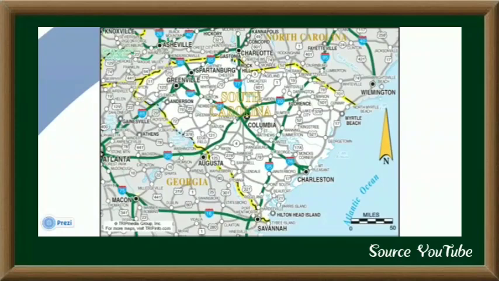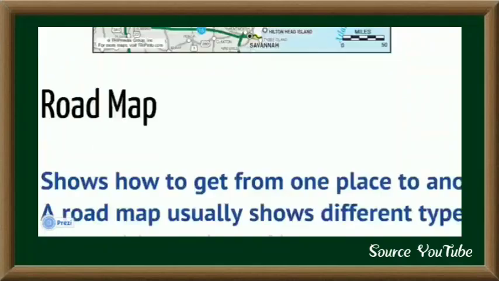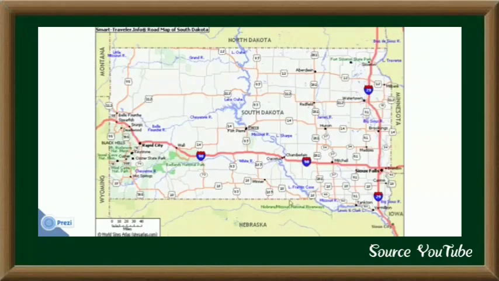This one is the state of South Carolina. So if I were looking to get from Columbia to Florence, I could take Interstate 20 right here, and that's indicated in this road map. Here's a state you might be familiar with. It's the state of South Dakota. So if I wanted to get from Brookings down to Sioux Falls, I would drive south on I-29. If I wanted to go from Brookings to Huron to cheer on the Bobcats, I would go west on Highway 14. So a road map has roads on it. It tells you how to get from one place to another.